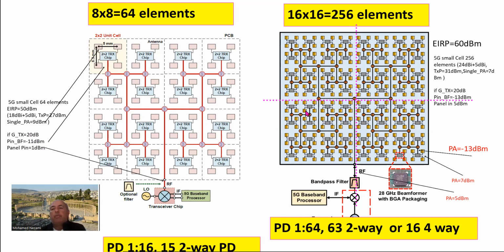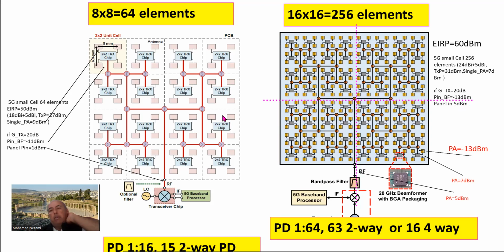You could do the same sort of analysis in here. This is a 256 elements. And so you could see that the power at the up converter in here is 5 dBm only.